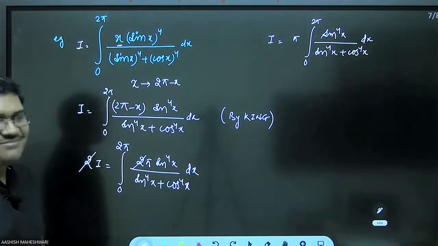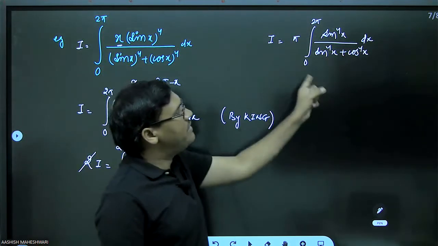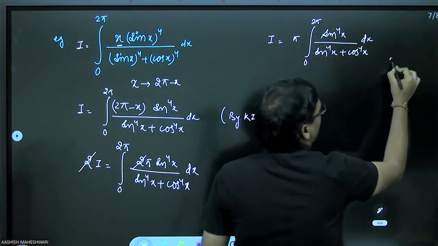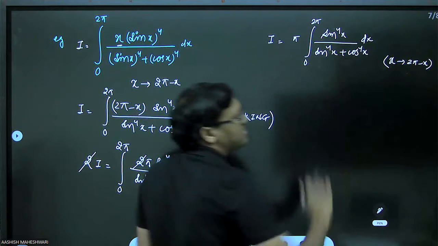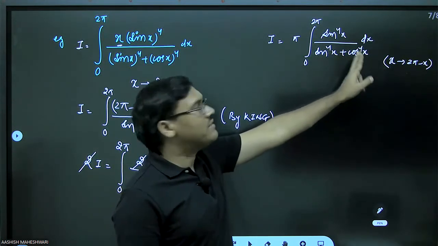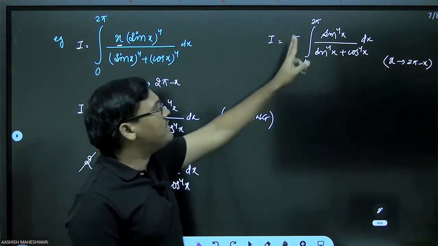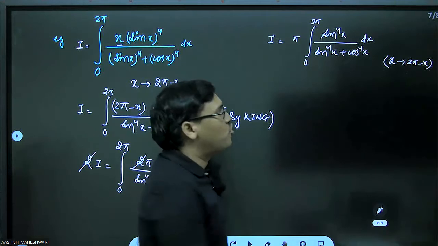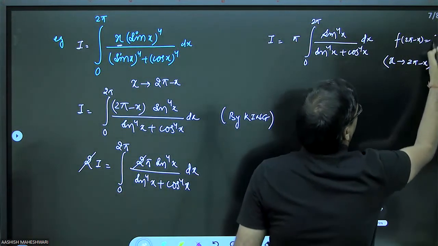Now see, if you apply x goes to 2 pi minus x, can we say the function will not change? You can see here 2 pi minus x, this is 2 pi minus x, this is 2 pi minus x, this will become sin x raised to 4, sin x raised to 4, cos x. That means if you replace x with 2a minus x, you are getting the same function, f of 2 pi minus x is same as f of x.